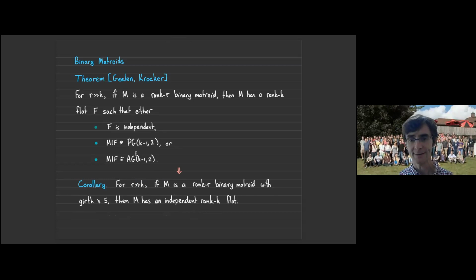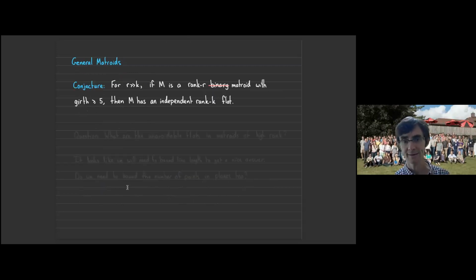There's another nice corollary of this theorem, and that comes from the observation that projective geometries and affine geometries are basically full of four-element circuits. So if you exclude four-element circuits, if you take a matroid with no four-element circuits, you're forced to get an independent flat. So if you take a large rank binary matroid with no four-element circuits, then it has an independent rank K flat. So this looks a lot like the sort of results we saw over the reals. These generalizations of the Sylvester-Gallai theorem. The only thing is we had to throw in this condition on girth. And I think that that result is probably true in general for matroids. So you can just cross out binary there. And I think this would be really nice if it was true.